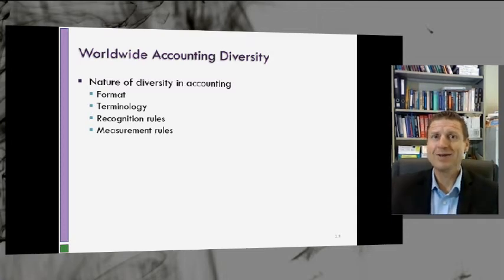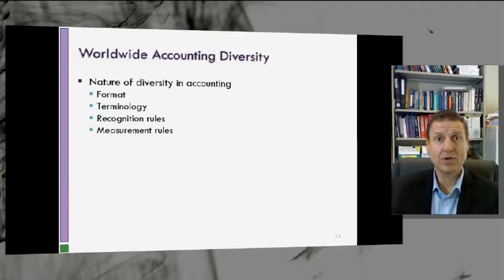So we understand that there is accounting diversity, and that diversity is in terms of the format, terminology, recognition rules, and measurement rules. Some examples of the format could be as simple as in the USA, they'll have different balance sheet components where the shareholders' equity and liabilities go together to make the assets. But in other countries, there's assets minus liabilities, and then that is equal to shareholder equity. There's also terminology differences. So in the US, you basically report the consolidated balance sheet, whereas in the UK, the parent's balance sheet will also be reported alongside the subsidiary's balance sheet.